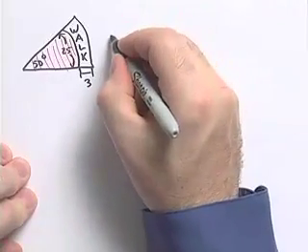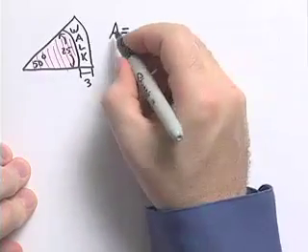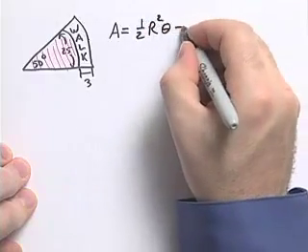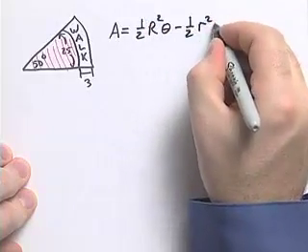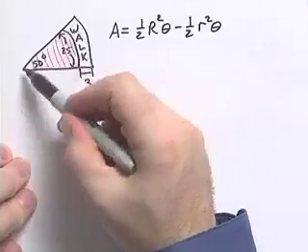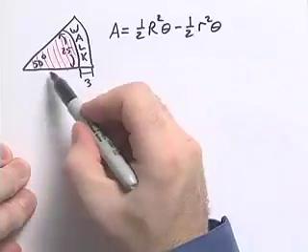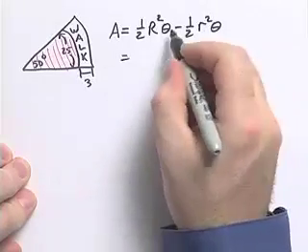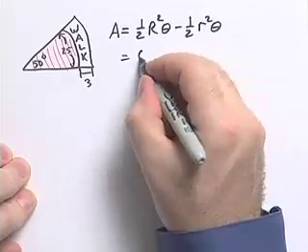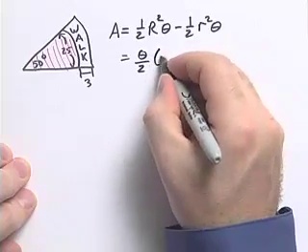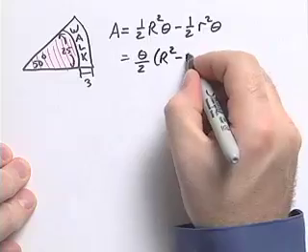It means the area of the walk is given by the equation A equals 1/2 capital R squared theta minus 1/2 little r squared theta. Here capital R is the radius of the larger sector, little r is the radius of the smaller sector. We can clean this up by factoring out a theta over 2, because we have a half theta in both of these terms. So we get theta over 2 times big R squared minus little r squared.